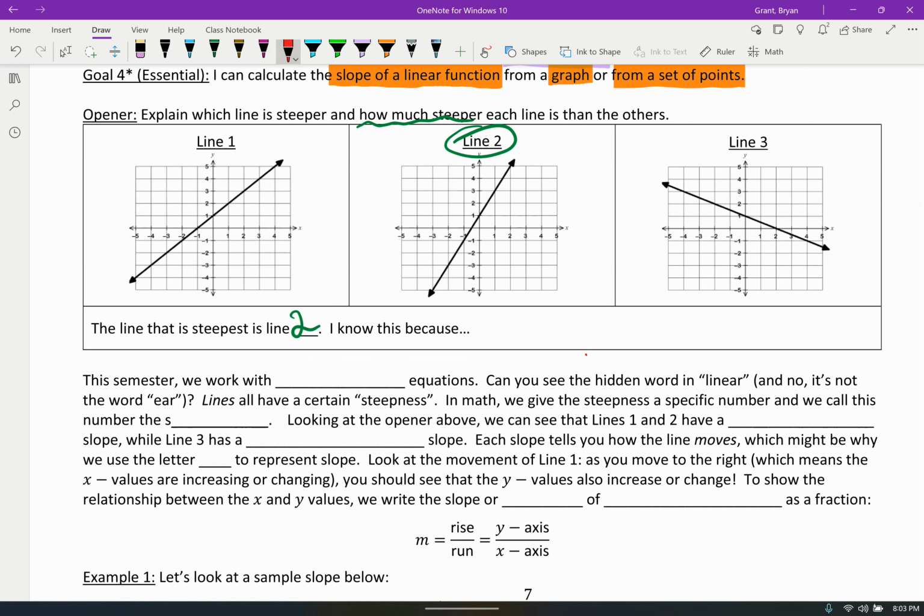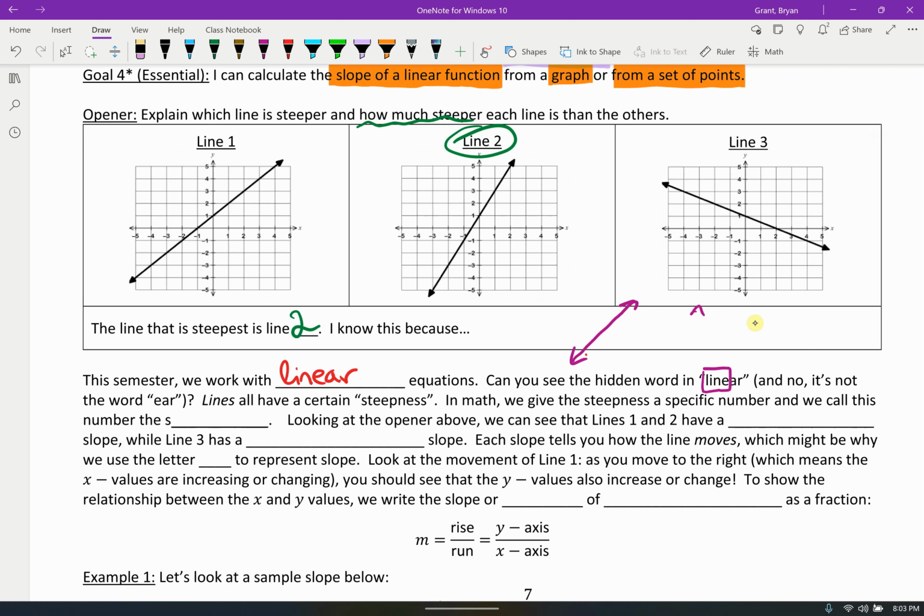This semester, we work with linear equations, and that's a cursive L. It's pretty common in math, so we don't think it's a 1. Well, the first thing in linear is we need to find the hidden word. And no, it's not ear. The hidden word in linear is, of course, line. This semester, we're going to be studying graphs that make lines. Many of them are going to be diagonal, some will be vertical, and some will be horizontal.